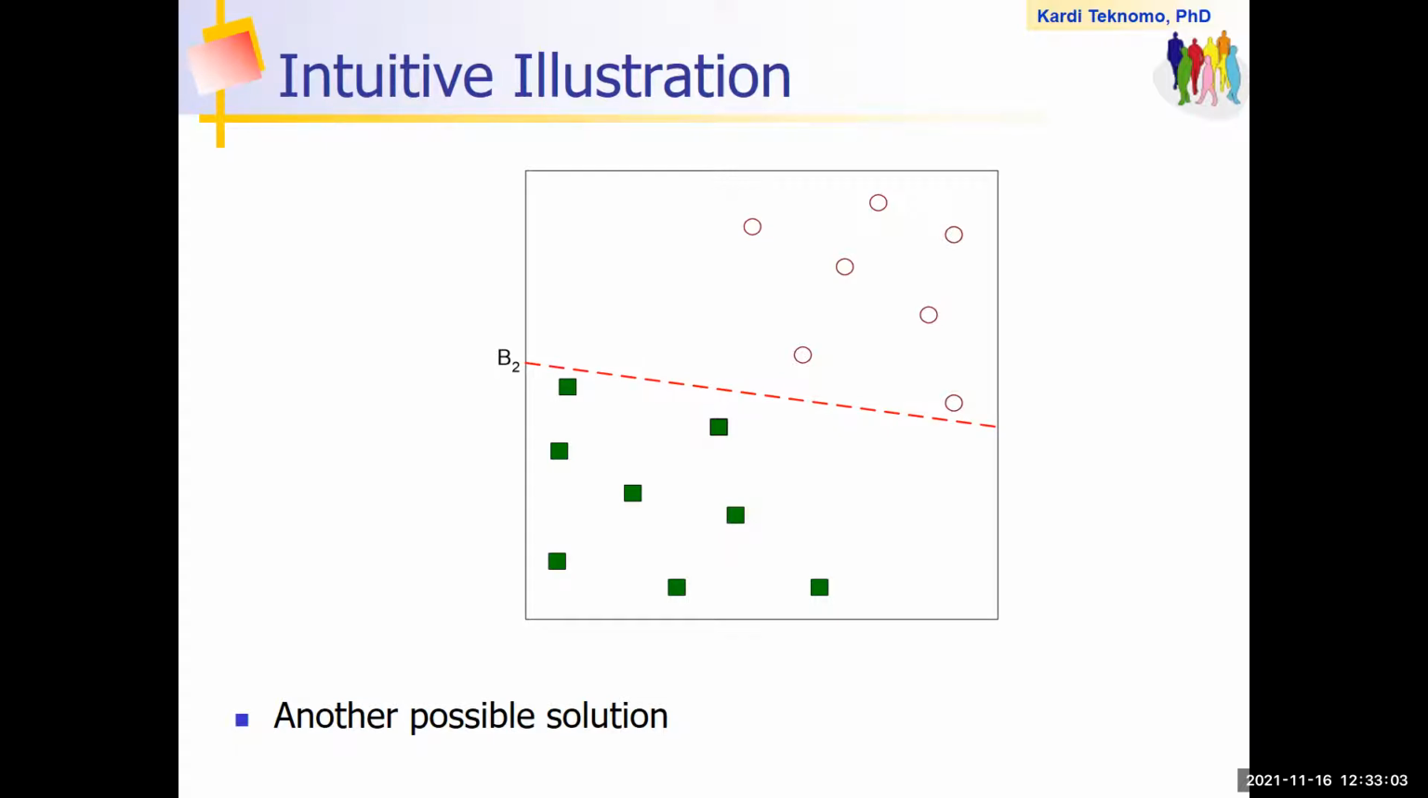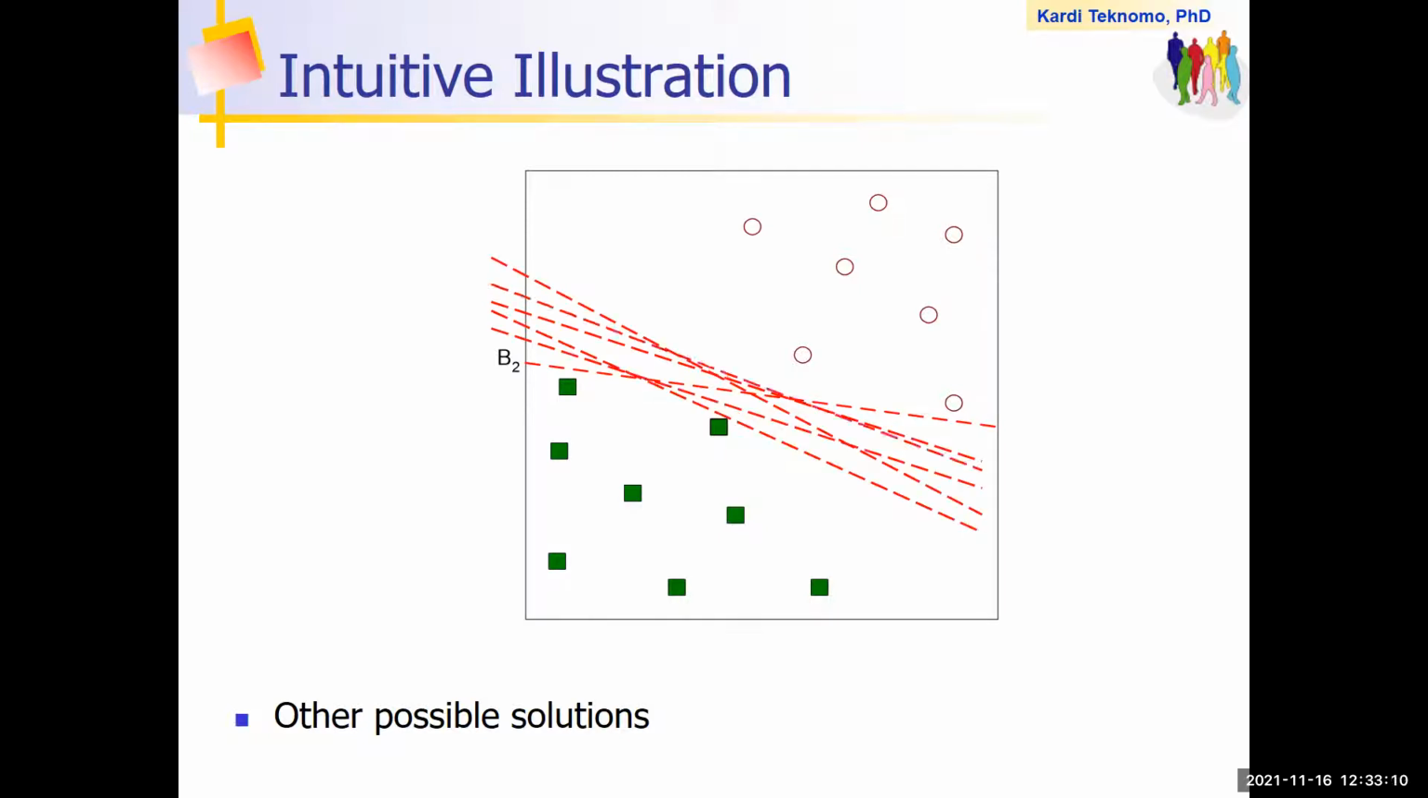Huh? Why not, right? How about this one? Okay. So, you will see there are so many other possible solutions to find the line that separates the two data, isn't it? So, the question is, which line is the best?